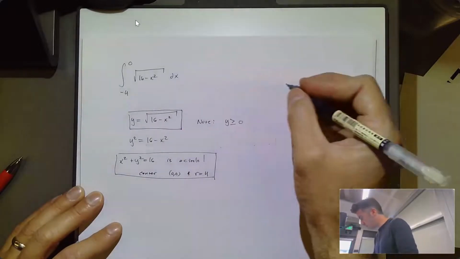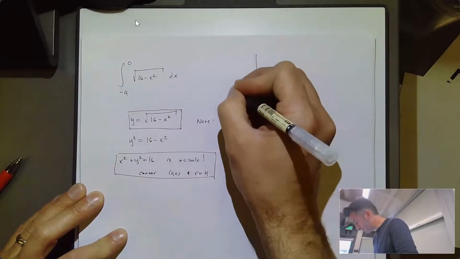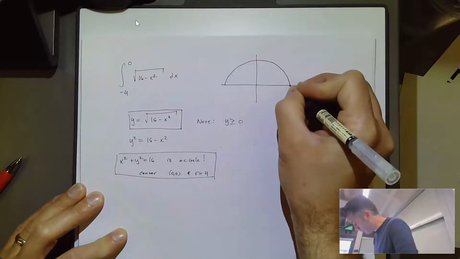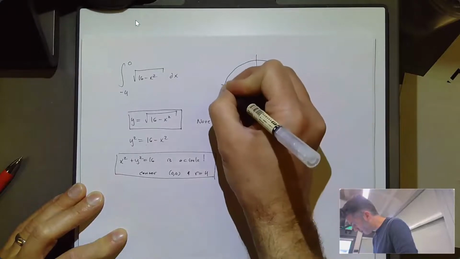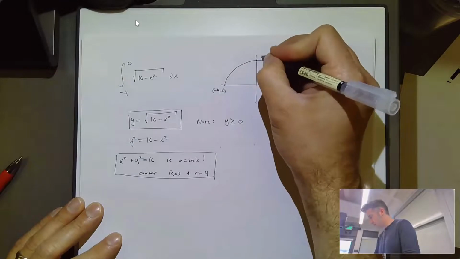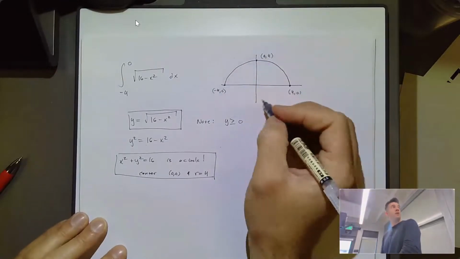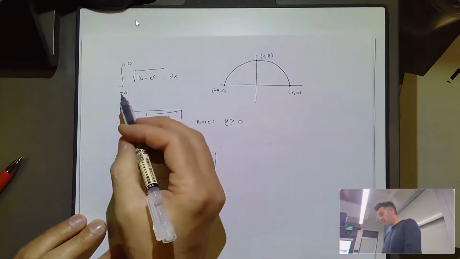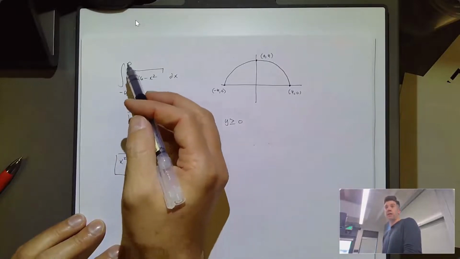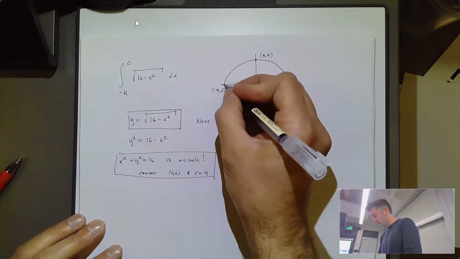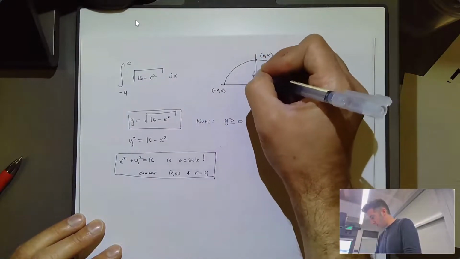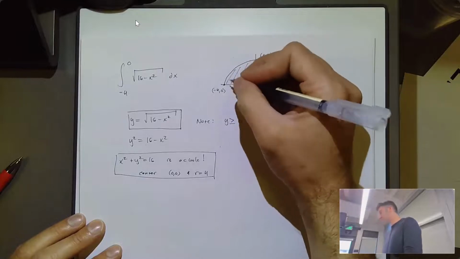So this looks like a semicircle with radius 4. And we're trying to find the area under this curve from -4 to 0. And I really should say from x equals -4 to x equals 0. So we're starting here and we're ending here. And we're finding all of the area under the curve.